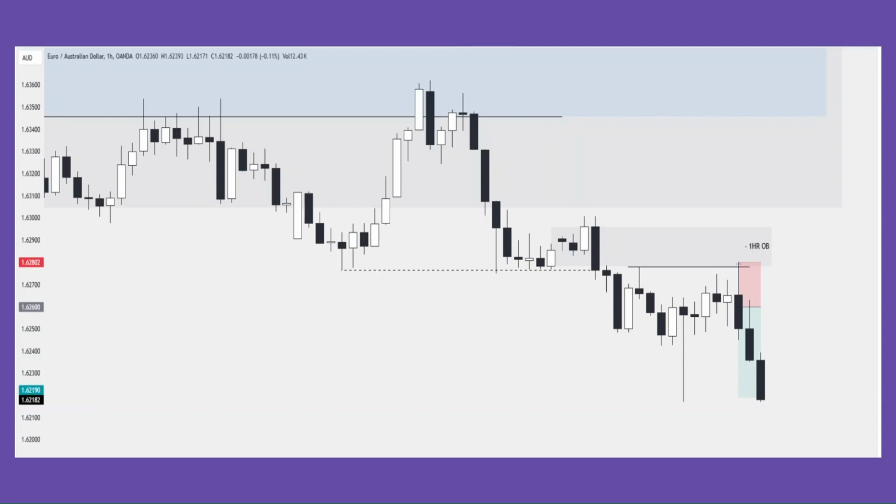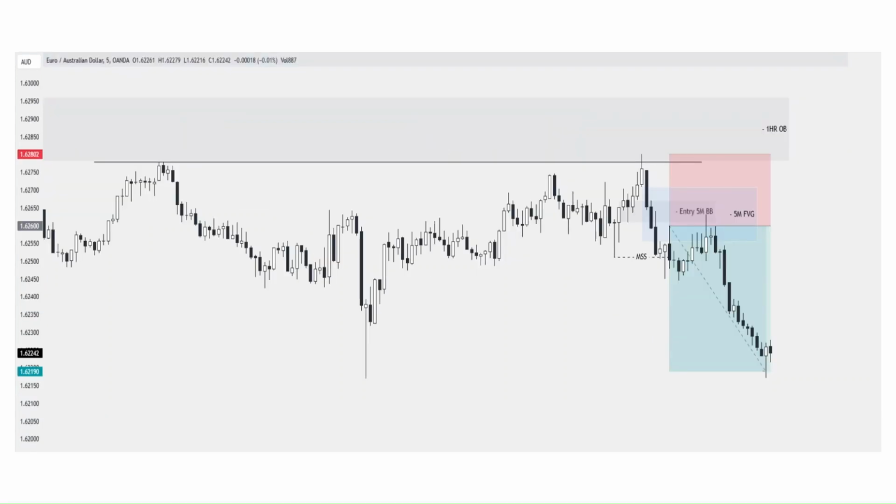We have a bias here on the daily that we have shifted towards the lower and we are looking for targets lower. Now we are on the 1 hour where we had a PD array and price tapped into it and gave us a swing failure pattern, gave us a sweep of those highs, and now we are going on the 5-minute chart to find our entry.